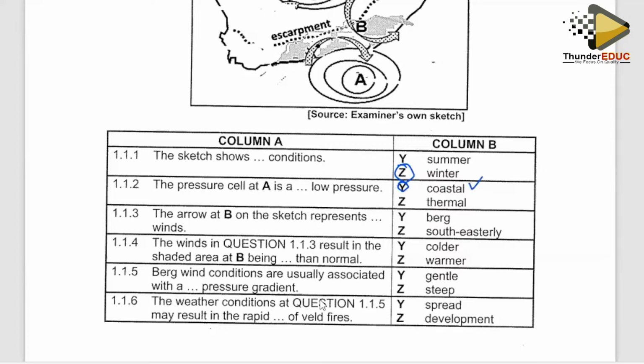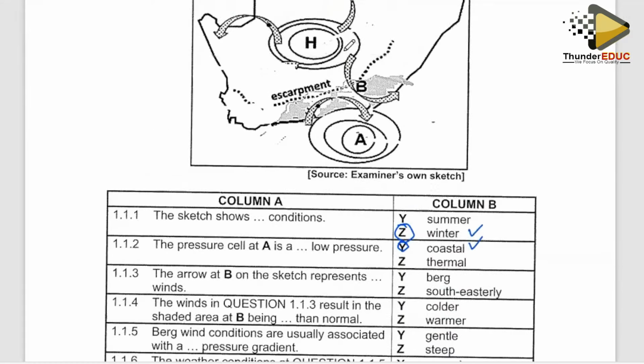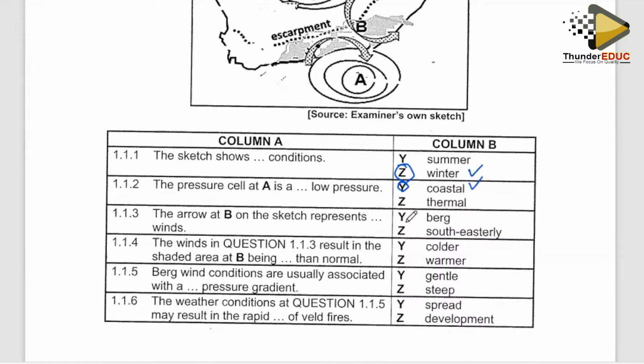Let me tick here. Right, and the arrow at B on the sketch represents what kind of winds? The arrow at B, this arrow coming from high going towards the coastal area. What kind of wind is that? That is a backwind.